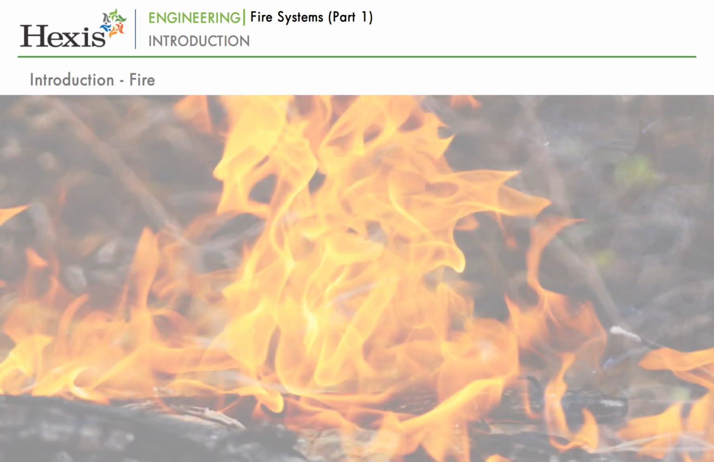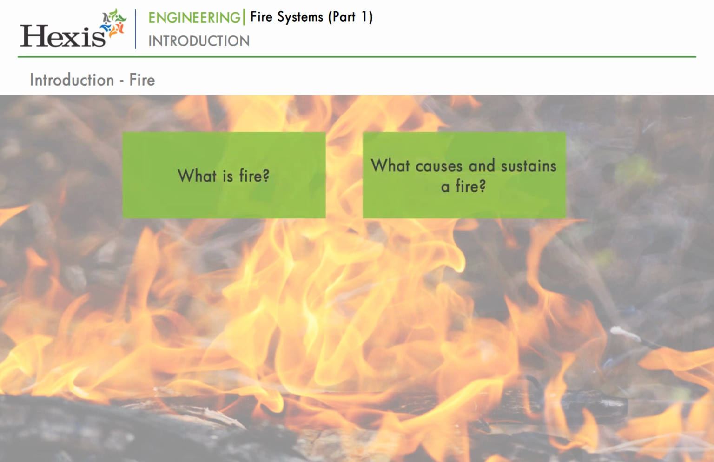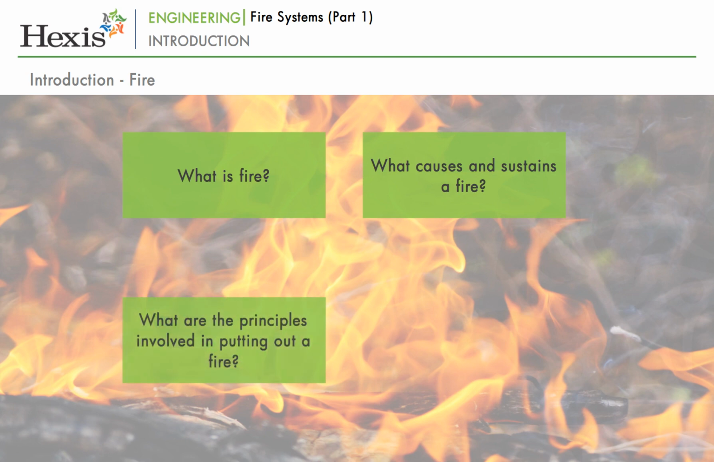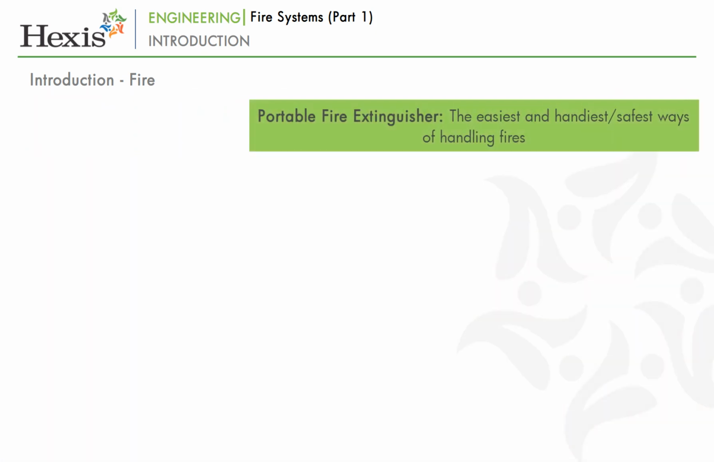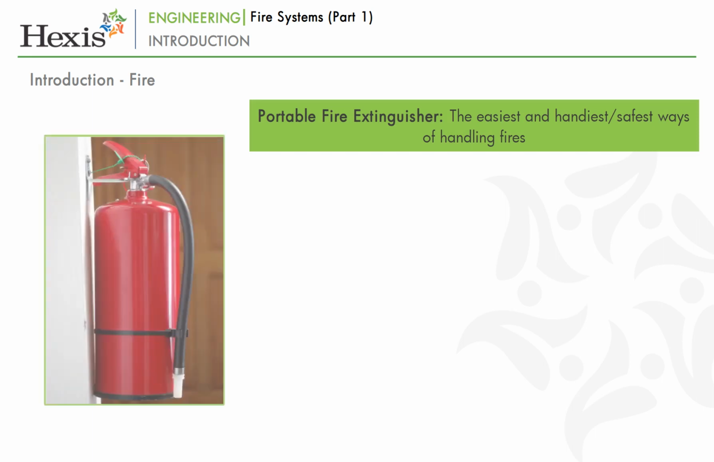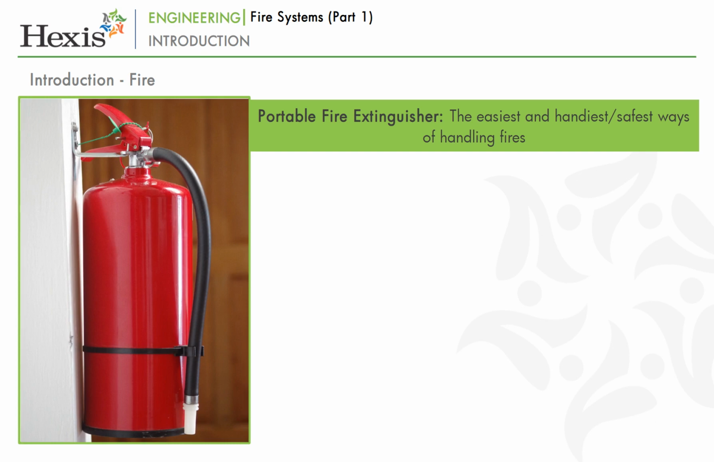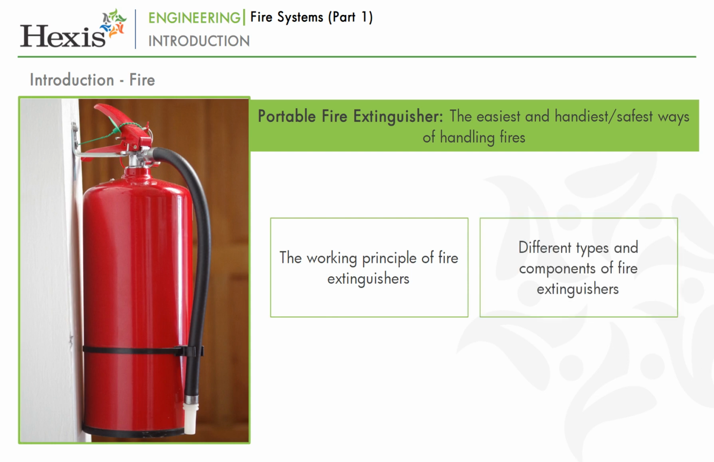In order to put in place an effective fire safety plan, it is important to understand what fire is, the different classes of fire, and what causes and sustains a fire. We will also learn the different principles involved in putting out a fire and other preventive measures to avoid a breakout of fire in the workplace or facilities. In this module, we will learn all about fire and the easiest, handiest and safest way of handling fires, that is, portable fire extinguishers. We will also learn about the working principle of fire extinguishers, their different types and components.